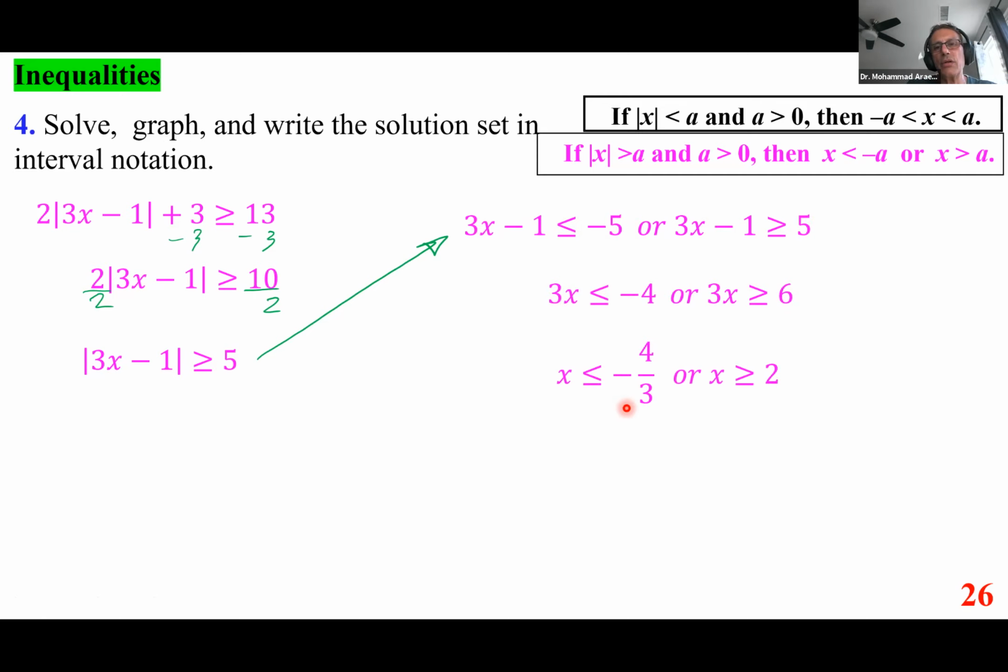So x is less than or equal to -4/3 or x larger than or equal to 2. This is the final answer as far as the solution is concerned. As always, we are interested in the interval format and a graph. So this is done. This is the solution. Here's the interval format.